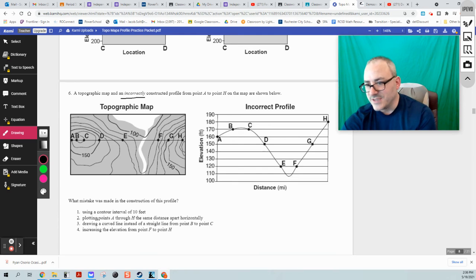So let me see which choice. Plotting points A through H the same distance apart horizontally. Yeah, I think that's what they did. Did they draw a curved line instead of a straight line? No, that's fine. Increasing the elevation from point F to point H? No, that's fine. So that's 2. They did this even spacing thing when they should have measured these distances using a ruler or a circle tool or a line and made those more to scale.